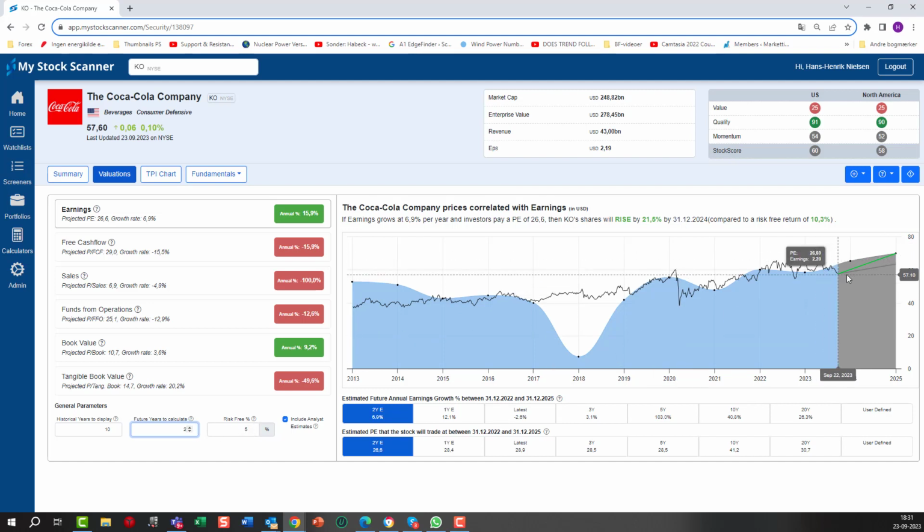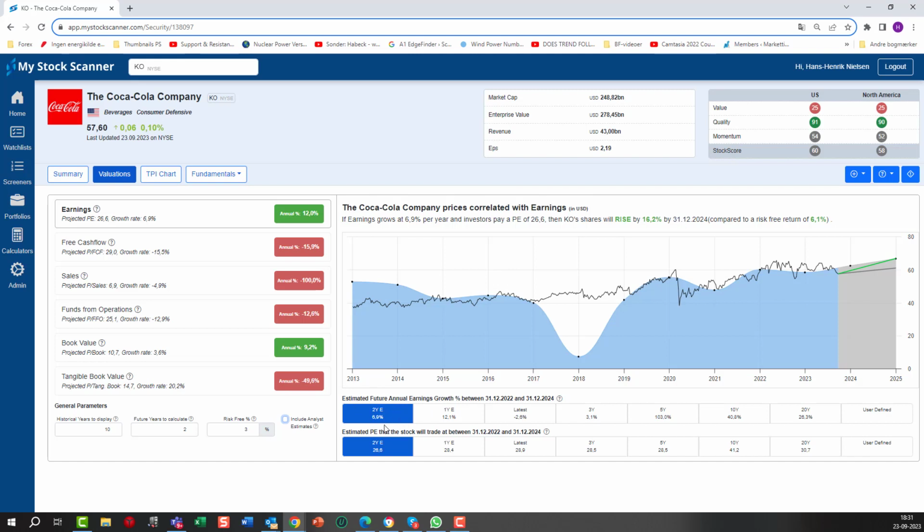The risk-free rate here, that is the gray line, meaning that depending on what you can get in a risk-free interest rate in your bank, for instance, let's say that is 3%, well, then your stock should preferably give you more than that, because otherwise you might just choose a risk-free bank account somewhere. All right, so we have set this to 2 years. I'm removing the include analyst estimates here because I want to put something in myself.